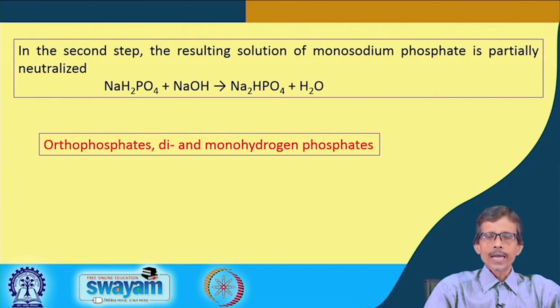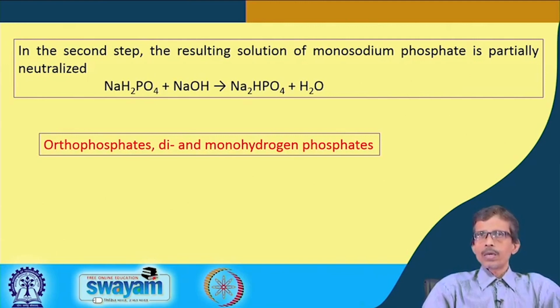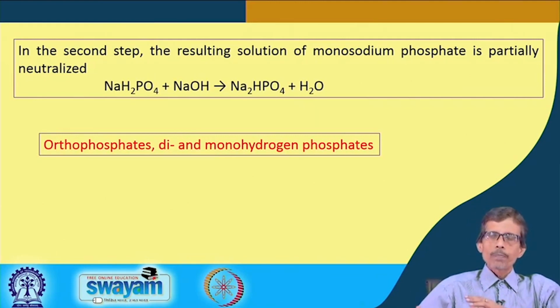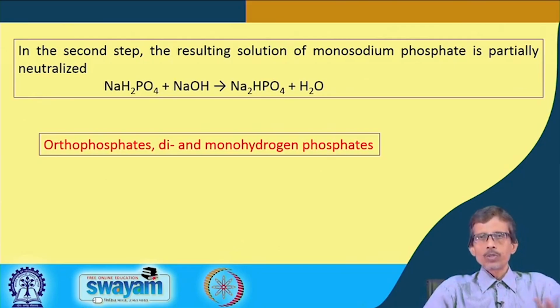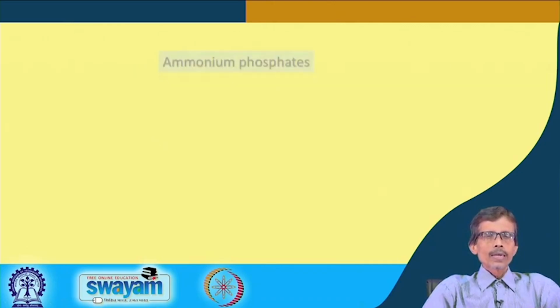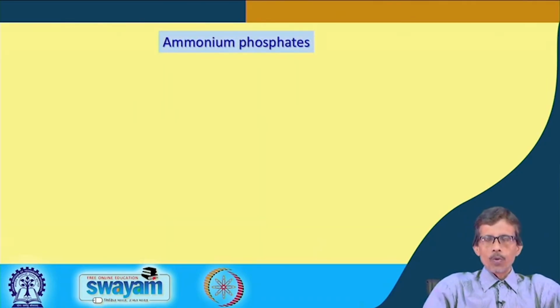Then we can have di and monohydrogen phosphates. That means we can have two hydrogens present in that salt, or one hydrogen present in that salt. It's not only the nature of that salt, not only the amount of sodium present with that salt, but also the corresponding supply of the proton at a required pH value of the reaction medium, which is also very important.